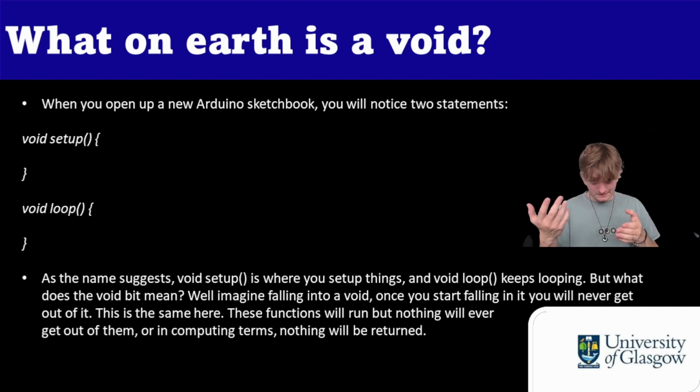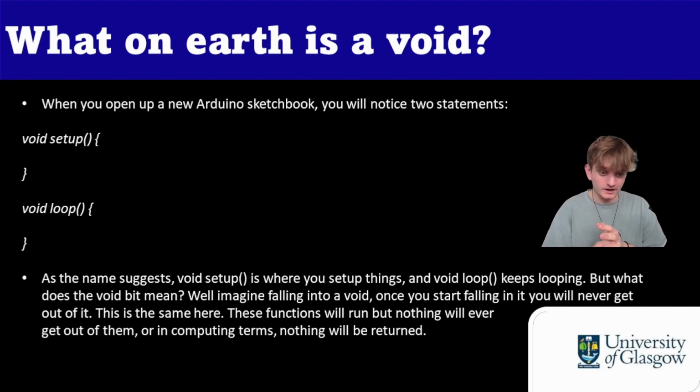Void loop as well, in the name. This is the code that loops round and round and round, and it will keep running that code until you physically tell it to stop or you unplug the Arduino. It will run indefinitely. So this is where you're going to put the code for your temperature sensors or your solar panel, anything that needs to be constantly done to obtain data, you're going to put it in the loop there.